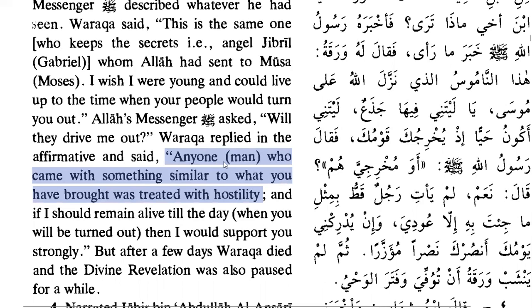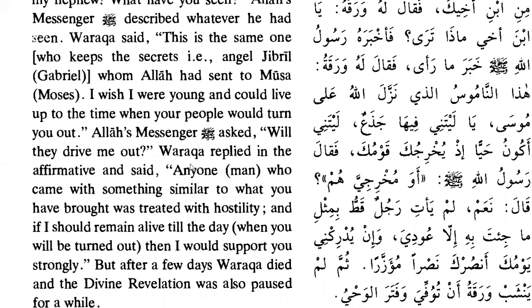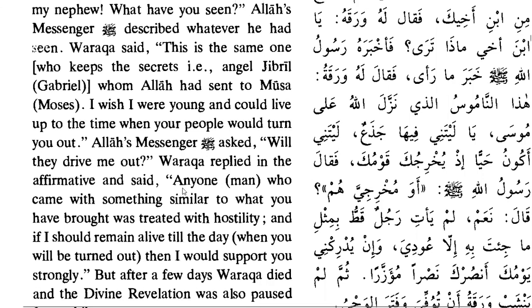So this is the second thing. When anyone stands against evil, people become his enemy. Even if you stand against evil, people will become angry and will become your enemy. What is the second thing we have learned here? Any man who came with something similar to what you have brought was treated with hostility. So whenever anyone stands against evil, people become his enemy.